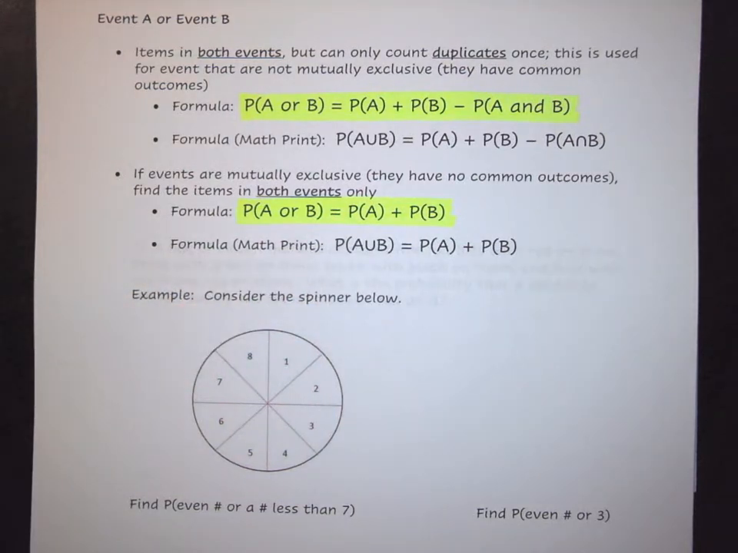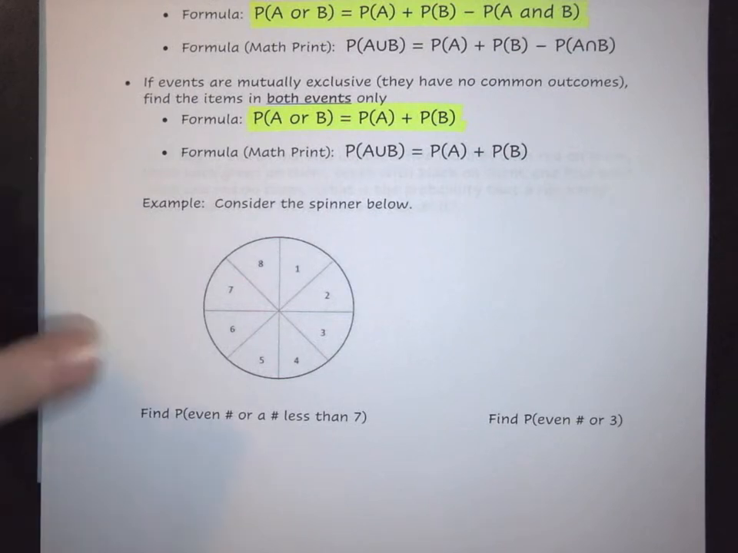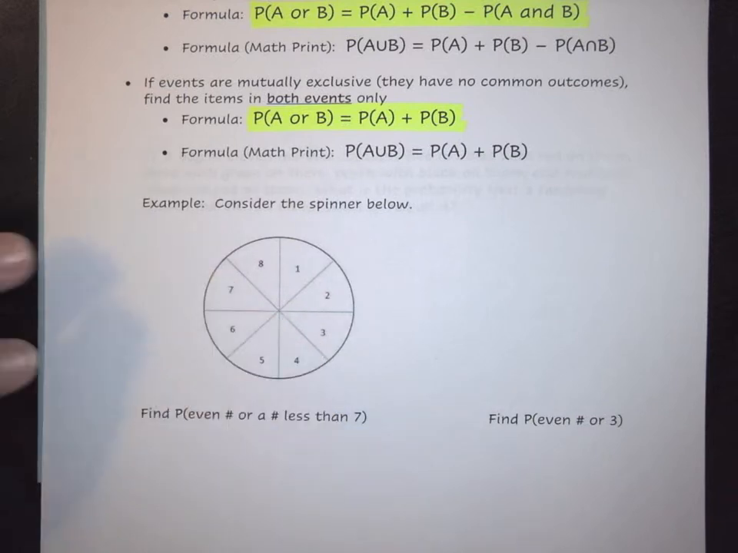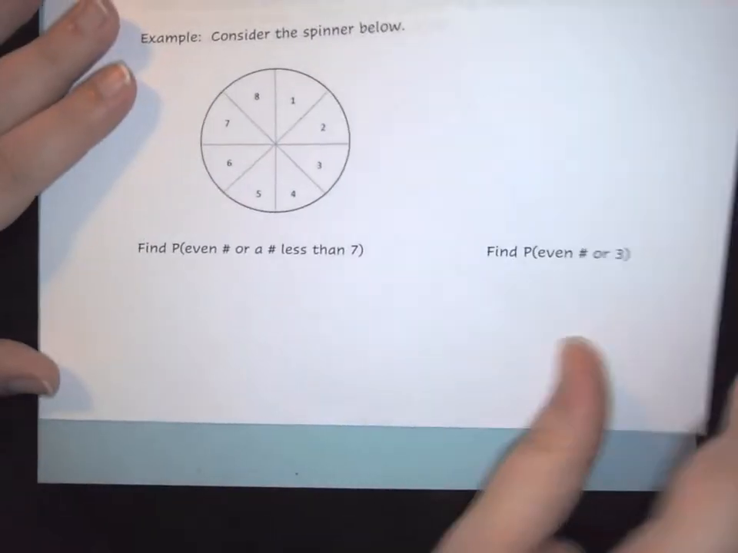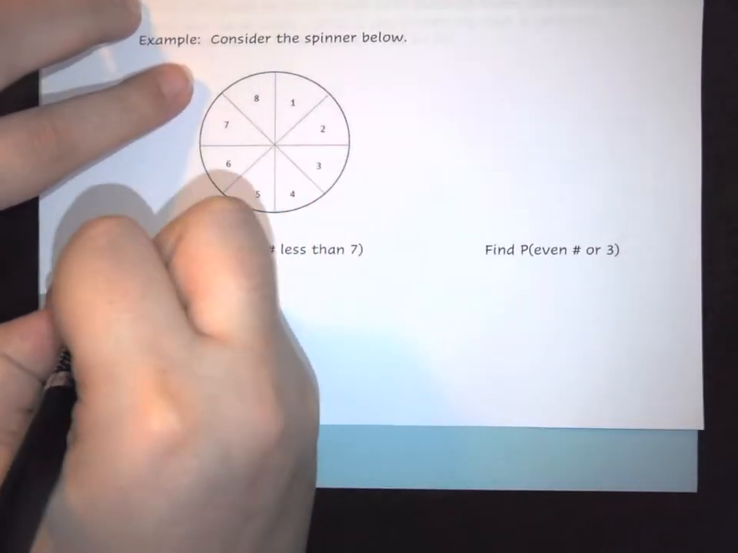So when you are looking at these, you have to determine if they are what's called mutually exclusive. Okay, mutually exclusive meaning nothing is in common or there's no duplicates. So I got a couple examples here. So first of all, we have this spinner, and notice my spinner's been labeled 1 through 8. And I've got two questions here that we have to solve. So the first one says to find the probability that you're going to spin an even number or a number less than 7.